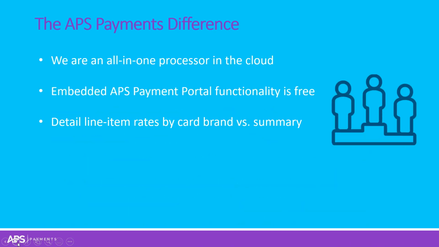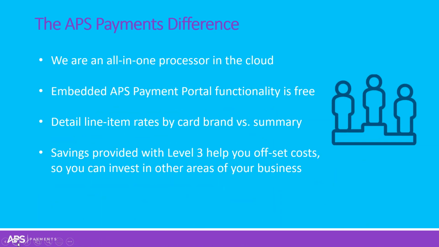Now, what is the APS difference? We are definitely an all-in-one processor. So if you run into credit card processing issues, you don't have to go to your ERP, to the credit card company. You come to us, we get it fixed. We've embedded APS payment portal functionality, and it's at absolutely no charge to you. As I mentioned, we detail on our statements the line item rates by card brand versus just giving you a summary. And then the savings we provide with level 3 processing will help you offset the cost of many different items that you could take advantage of in your business.